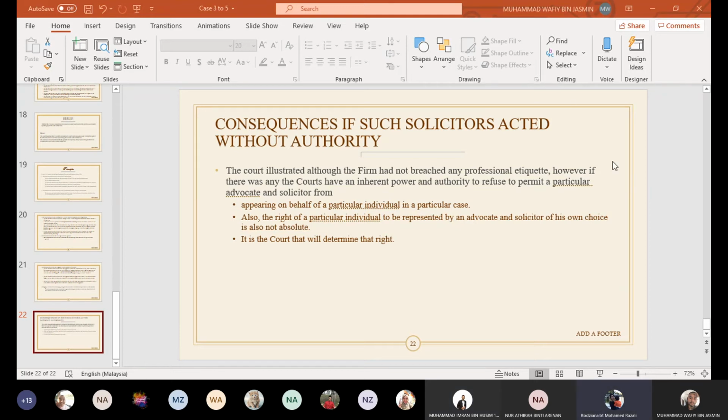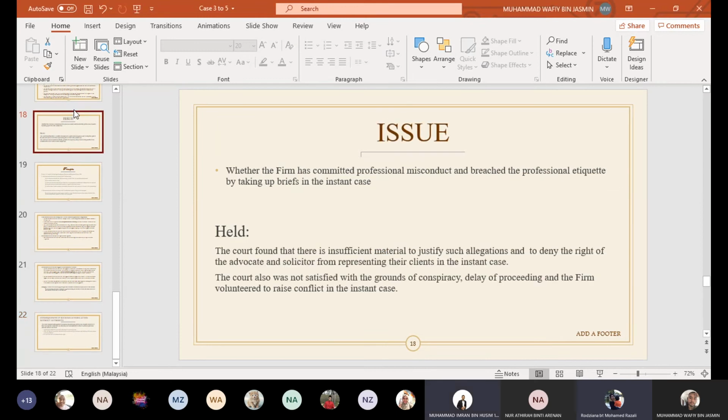Okay, boleh kita tengok apa yang berlaku sepintas lalu sahaja. Boleh, madam.